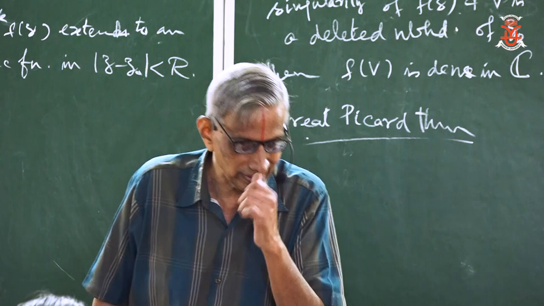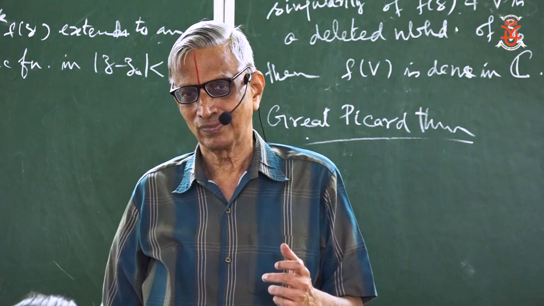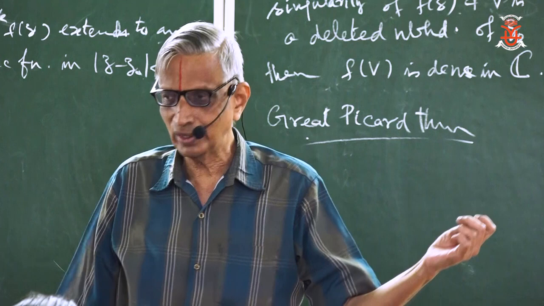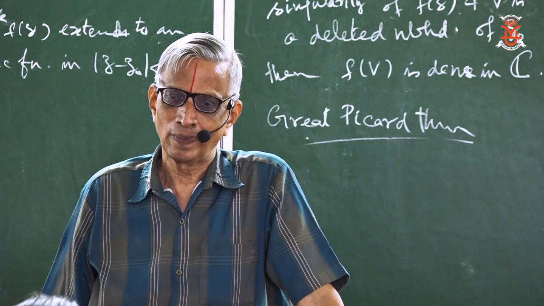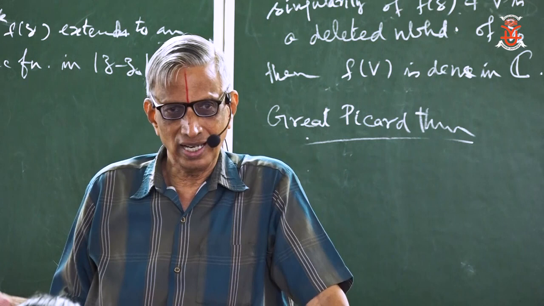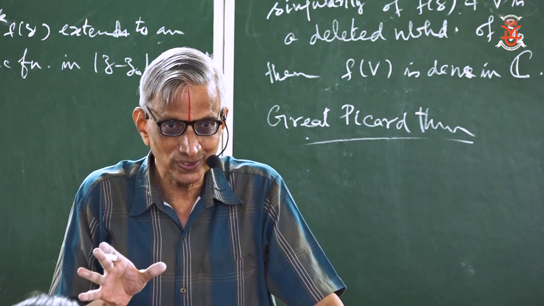So what happens then for an entire function at the point at infinity? You have only negative powers around zero, I mean, when you take 1 over z. Okay. So the function will have an essential singularity at infinity, provided, of course, unless it reduces to a polynomial.